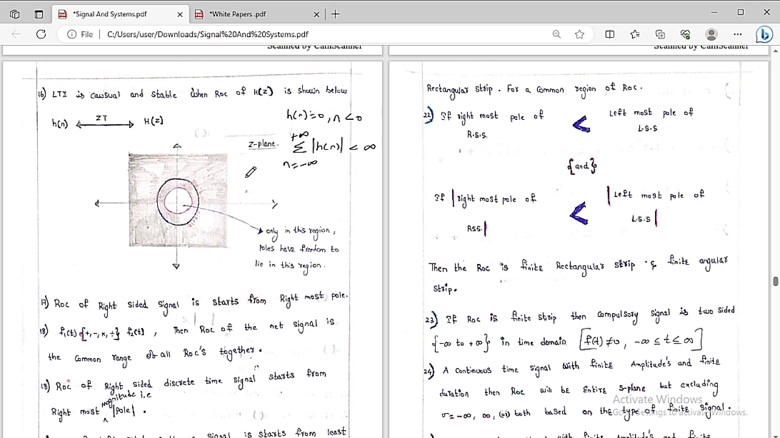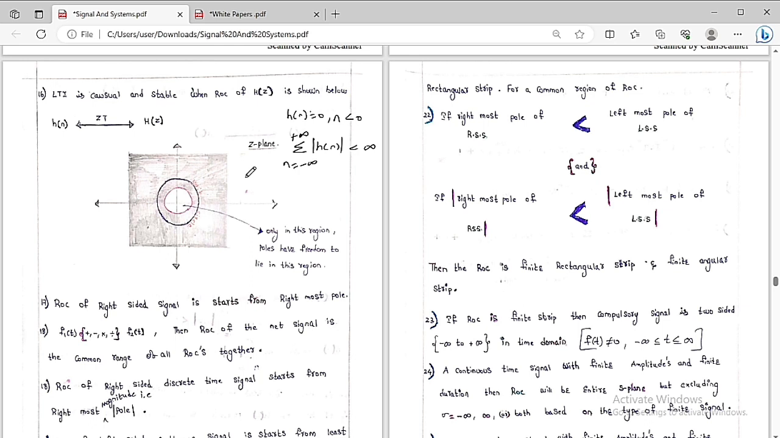So finally I can say, if you take a discrete-time LTI system that is causal as well as stable, the meaning is very simple: since it is causal, h of n is equal to 0 for n less than 0, meaning it is a right-sided signal.